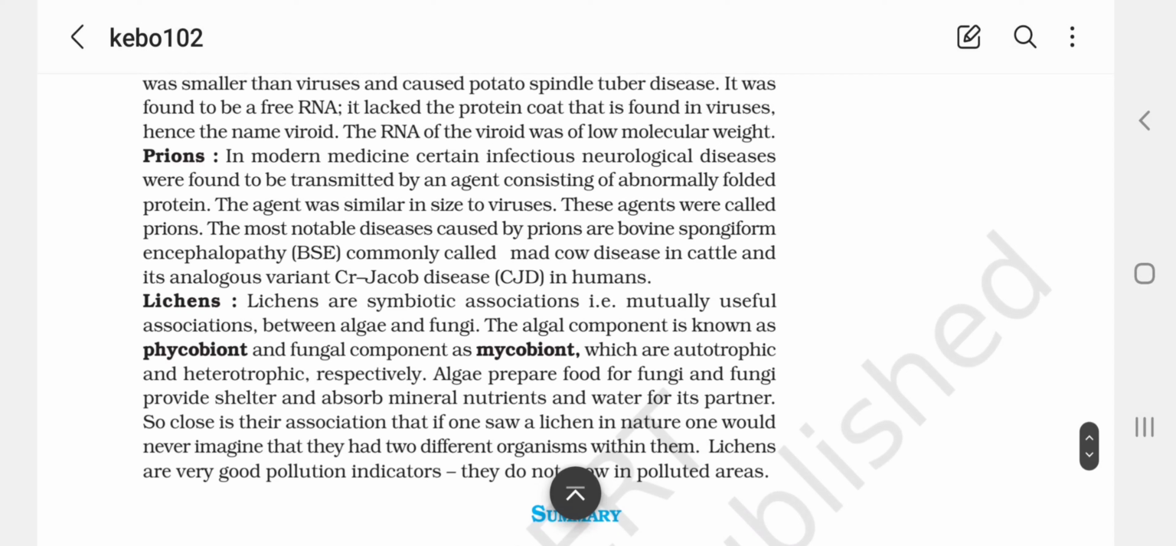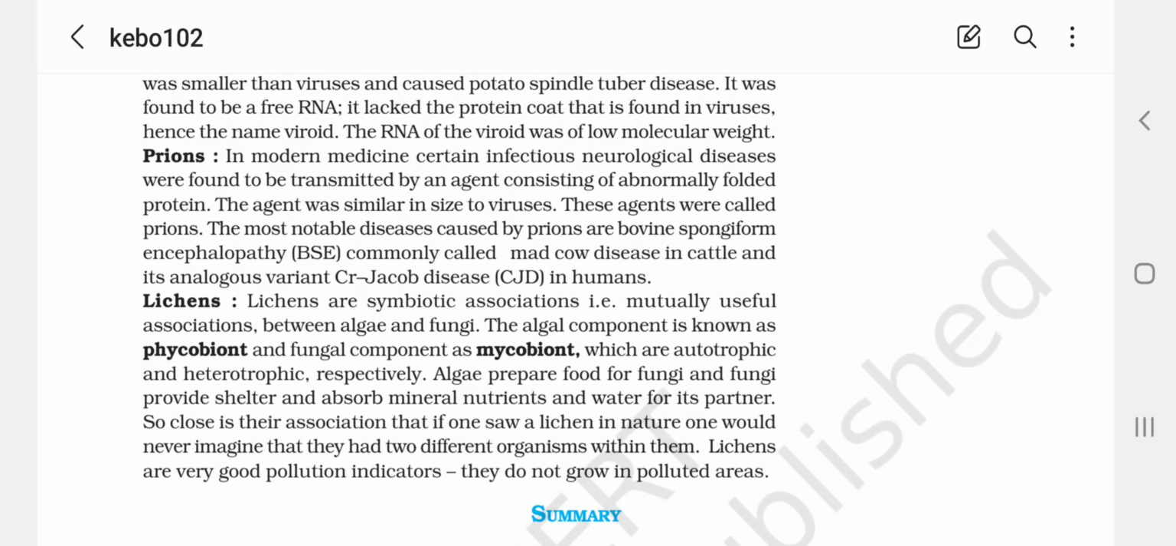Prions. In modern medicine, certain infectious neurological diseases were found to be transmitted by an agent consisting of abnormally folded protein. The agent was similar in size to viruses. These agents were called prions. The most notable diseases caused by prions are bovine spongiform encephalopathy, BSE, commonly called mad cow disease in cattle, and its analogous variant, Creutzfeldt-Jakob disease, CJD, in humans.